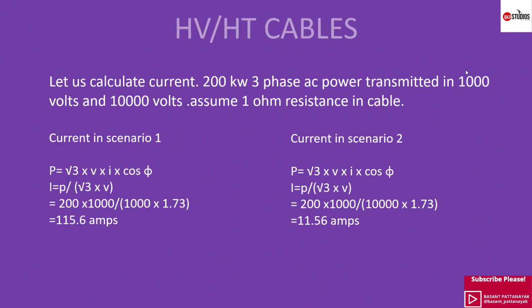From these examples, you can see if the voltage increased from 1000 to 10,000 volts, the current decreased from 115.6 amps to 11.56 amps. In the first scenario, we need to transfer a current of 115.6 amps, so the cable selection will be based on this current. In the second scenario, we need to transfer only the current of 11.56 amps, so the cable sizing will be less.